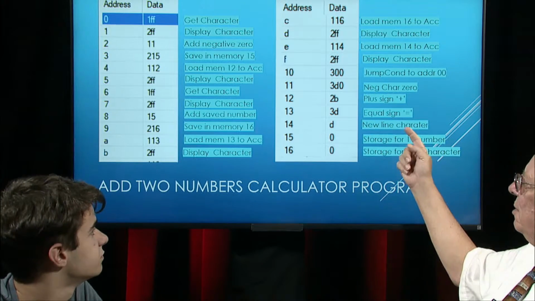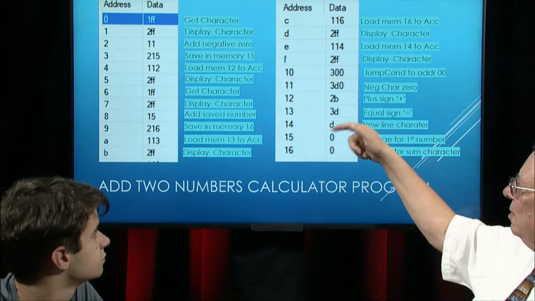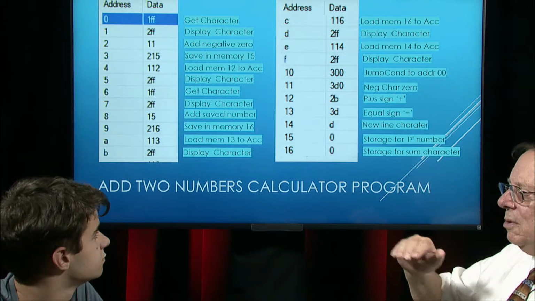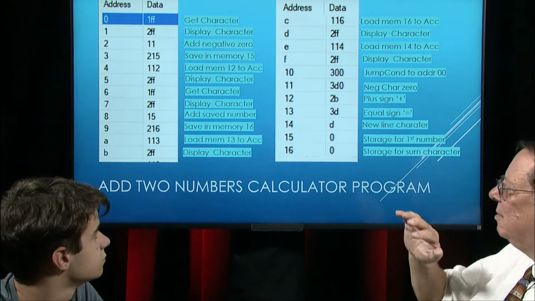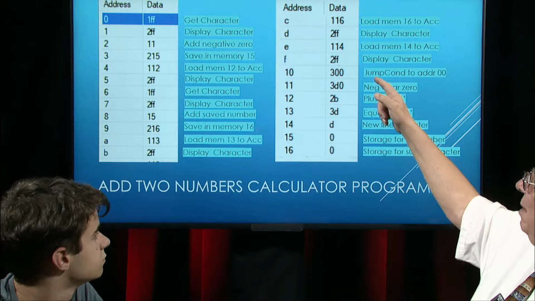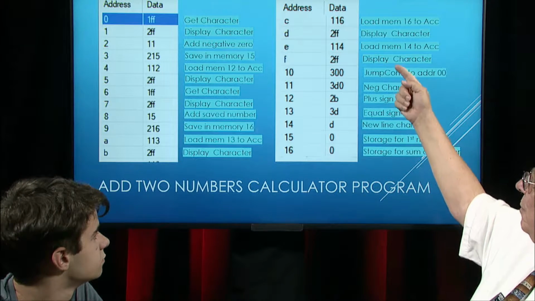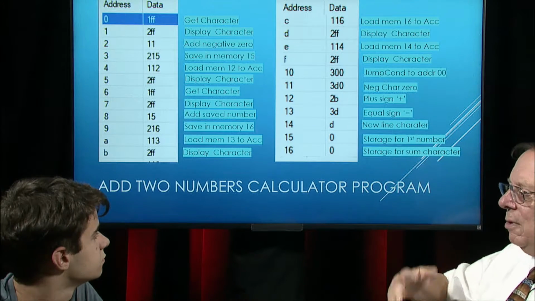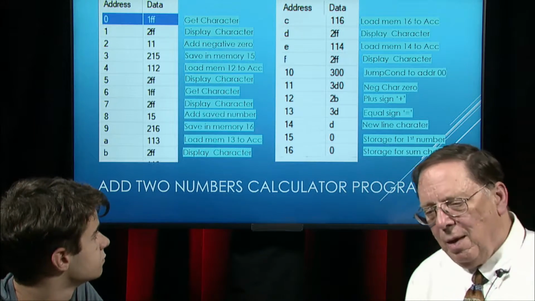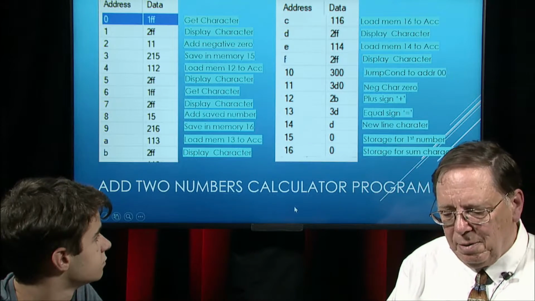Display that. This is a new line character, so that'll take us to a new line so that we'll be on another line, so we're not overriding things. And then we want to jump to the start and do another line. So that's our program. Let's go over and look at that one in our little computer.